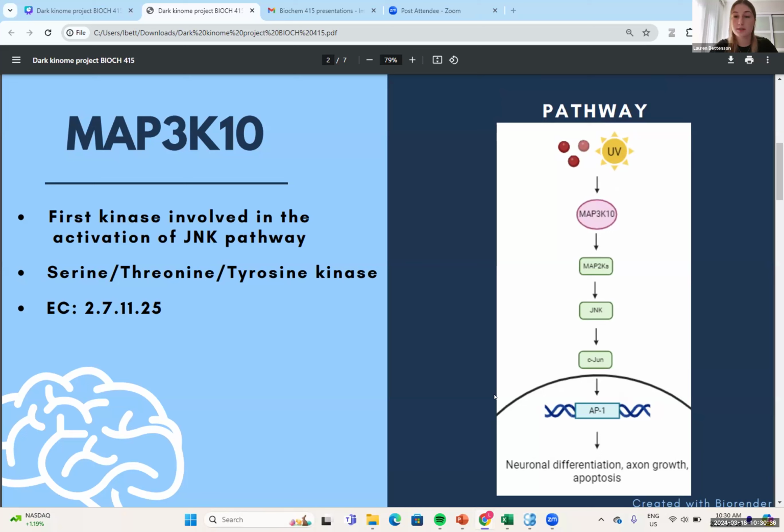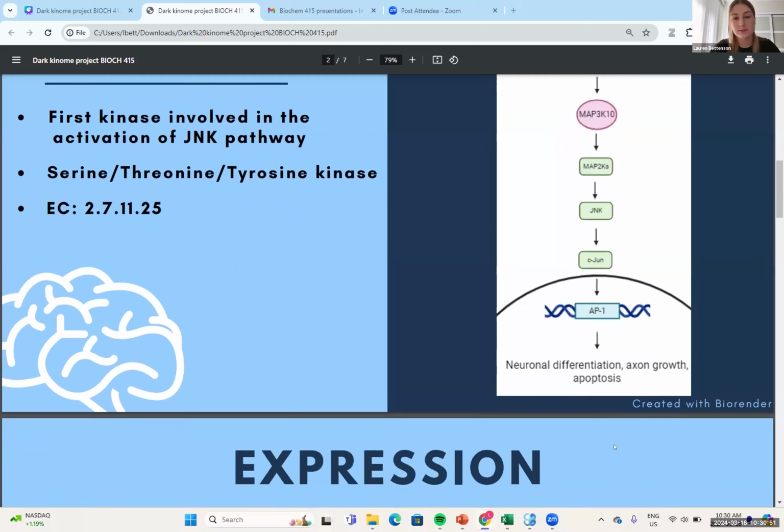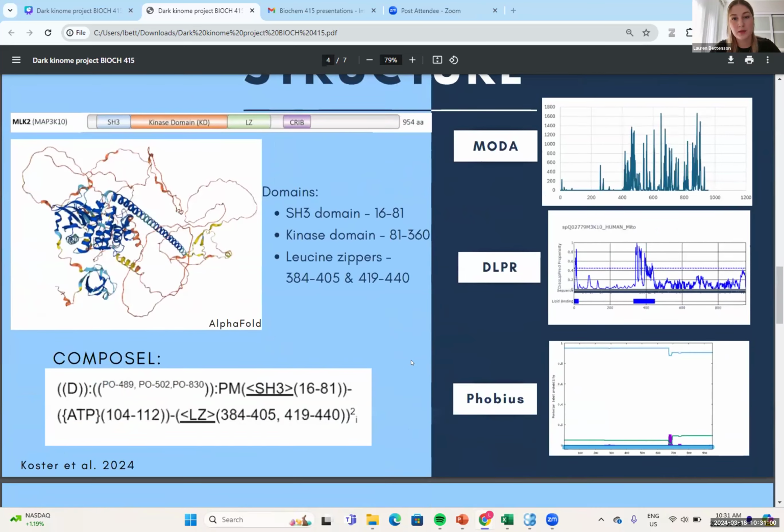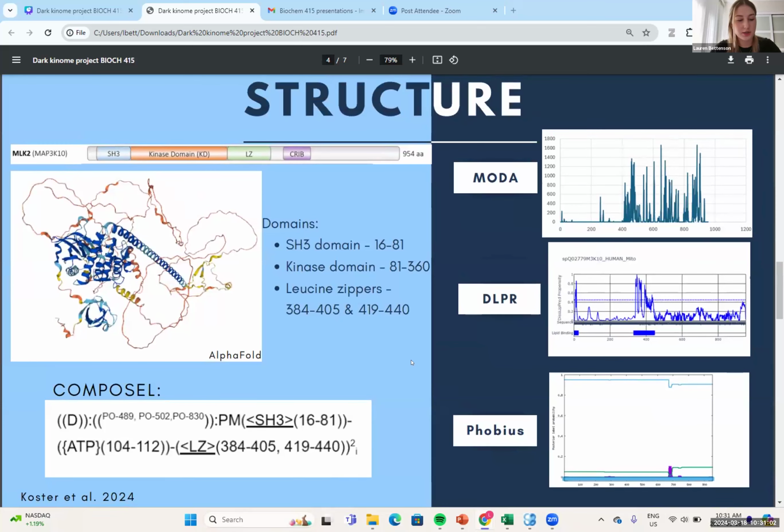And so in response to cytokines, growth factors, or external stress, MAP3K10 will go on to indirectly activate the transcription factor C-Jun, which will work in conjunction with activator protein 1 to induce neuronal differentiation, axon growth, and apoptosis. So it's mainly expressed in the brain, as you can see in this picture here, and it is subcellularly localized to the cytoplasm.